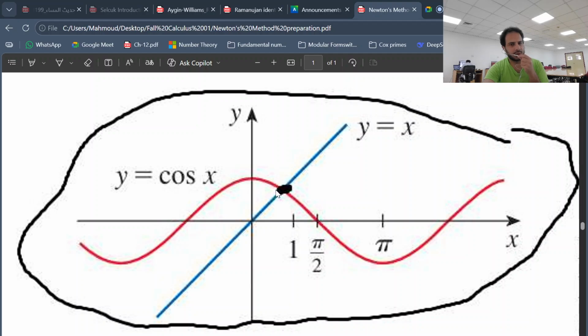What would you like to choose for x1? What do you think? Is 1 good? Do you hear me? Yes. One is good, right? Because it's very close to the solution. So we can choose x1 equals 1.